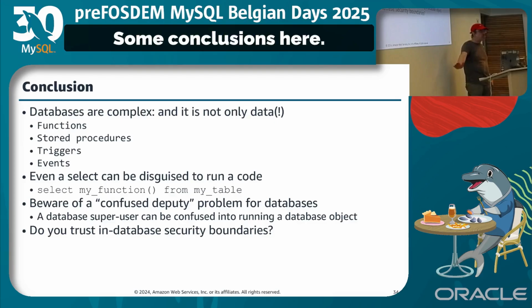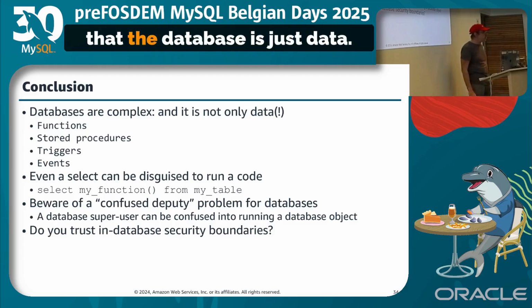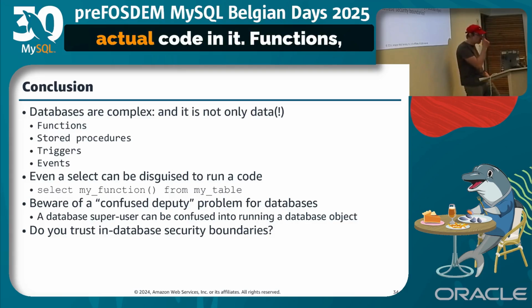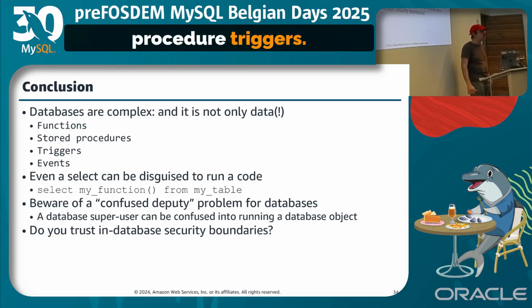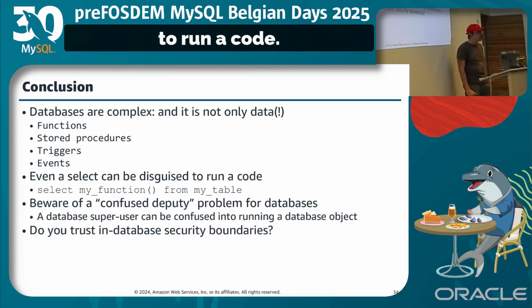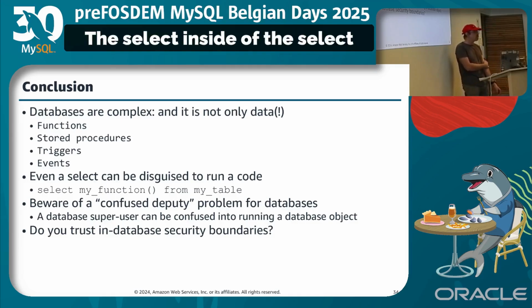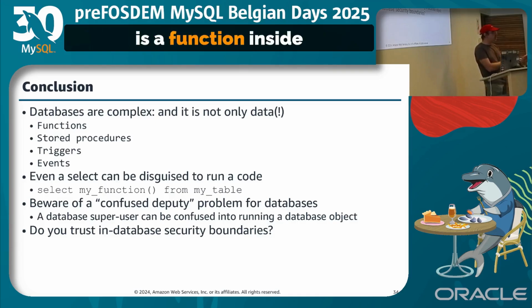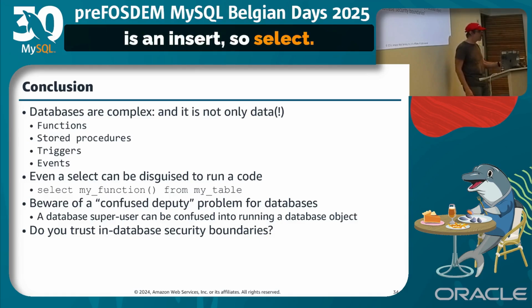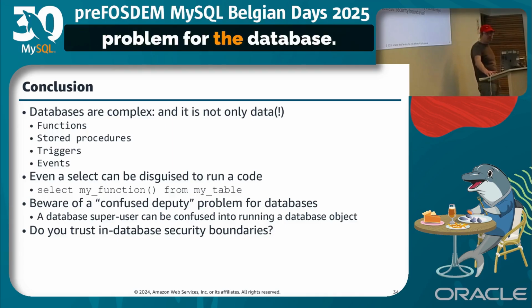Some conclusions here. Databases are complex. Actually, lots of people think that the database is just data. It's not true. It has code, actual code: functions, procedures, triggers, events, it's all code. Right? A select can be disguised to run code. Also, many people don't quite get that. Inside of the select, there's a function. Inside of the function, there's code. Inside of that code is an insert. So a select being an insert is really bad. Right? And beware of the confused deputy calling for the database.